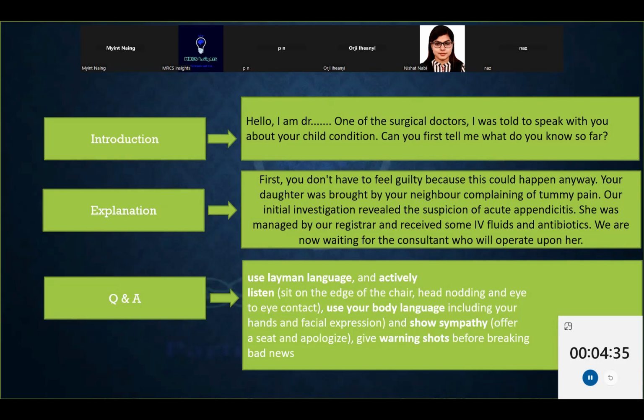Okay, doctor. But is there any other problem that could happen to my daughter? Is there any other problem that could occur, doctor?